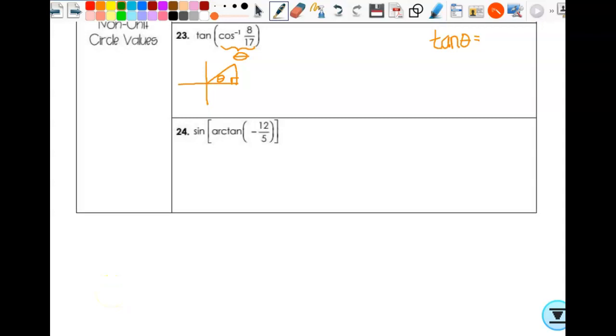Cosine is adjacent over hypotenuse, or x over r, and so that means that this is 8 and this is 17. Tangent is y over x, or opposite over adjacent, and I don't know what y is, so I've got to figure out y. How can I figure out y? Pythagorean theorem. Yeah. So I get 8 squared plus y squared equals 17 squared. When you do that, you're going to get y is 15. Plus it's a Pythagorean triple, so you might just know it. Doesn't really matter. But now that I know that the y value for that angle is 15, whatever the angle may be, I can now find the tangent of that angle by doing opposite over adjacent, or y over x, and that is 15 over 8.